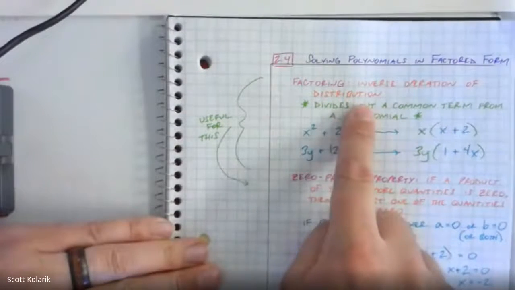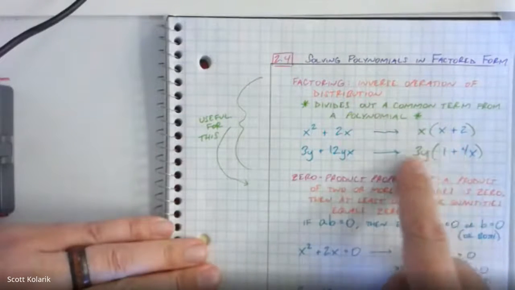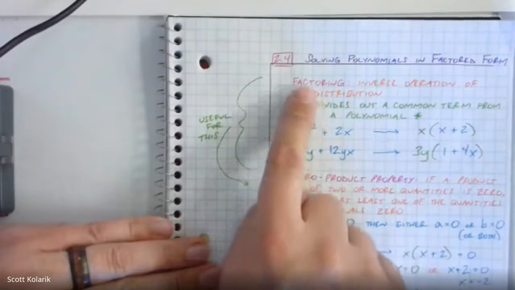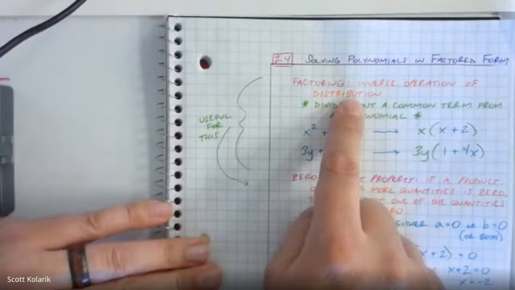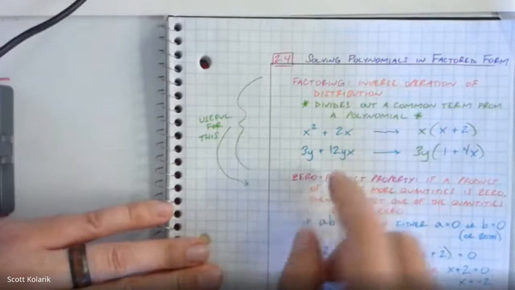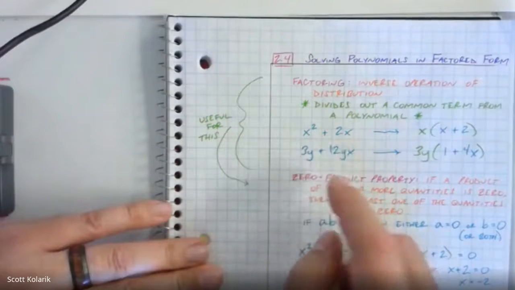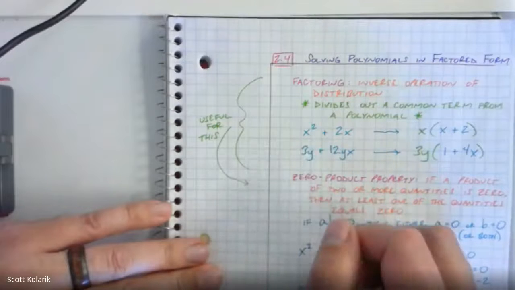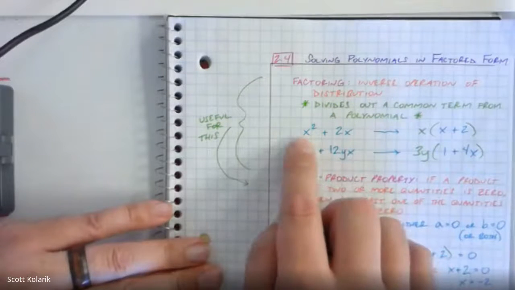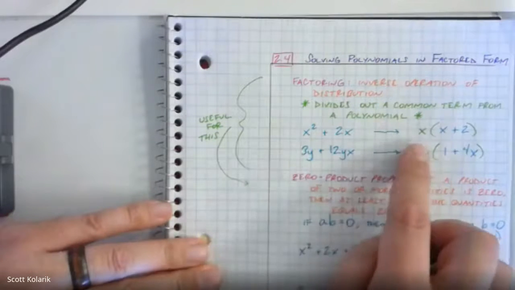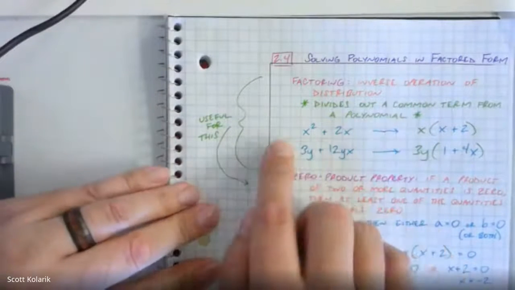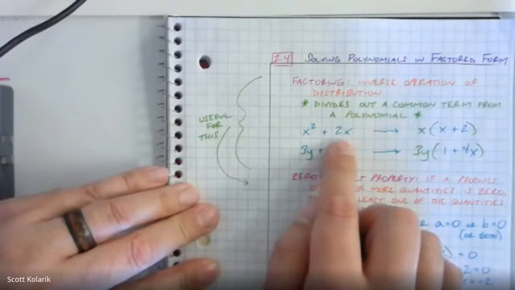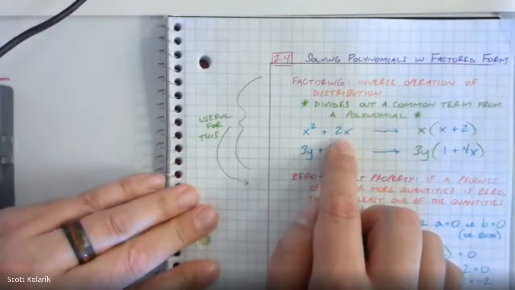If distribution involved multiplication and factoring is the inverse of distribution, I'm really doing the inverse of multiplication, which means I'm dividing. So what do I mean by pulling out a 1? That means I'm dividing out a 1. And really that does nothing. But when I divide x squared by 1, I get x squared again. When I divide 2x by 1, I get 2x. So that really didn't do anything special by pulling out the greatest common factor for my numbers.